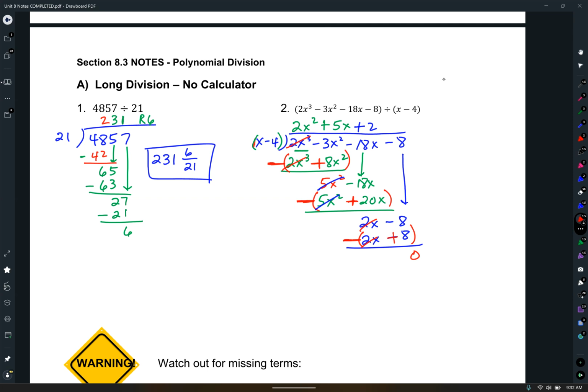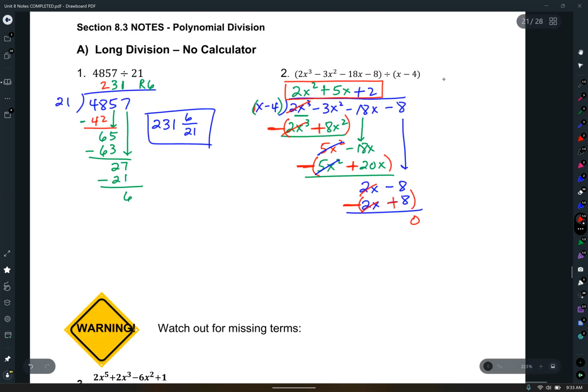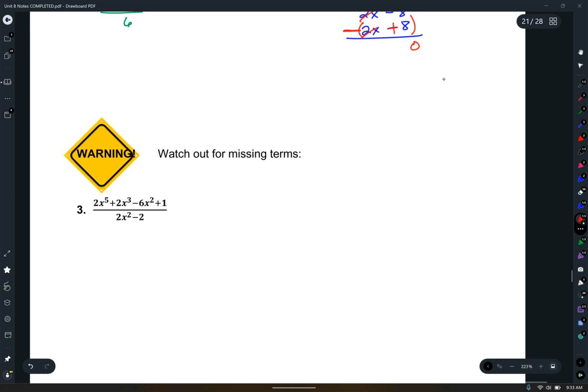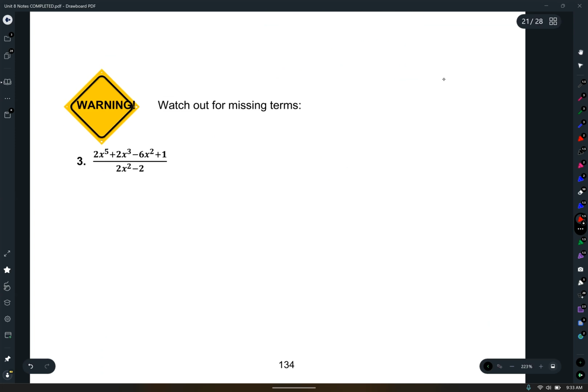So in this situation, the remainder is 0. In other words, it worked out nice and neat. So your solution has no remainders. Your solution is simply 2x squared plus 5x plus 2. Okay? So let's do one more.